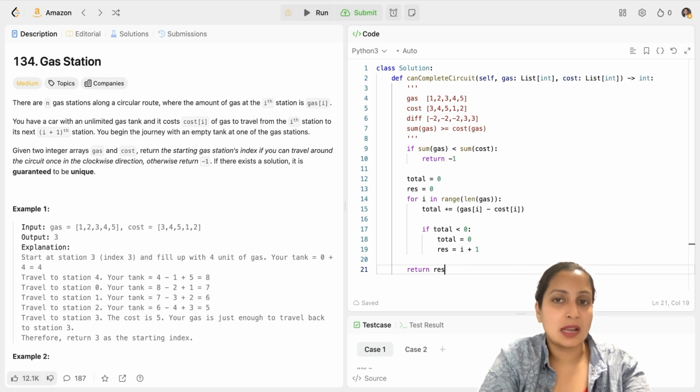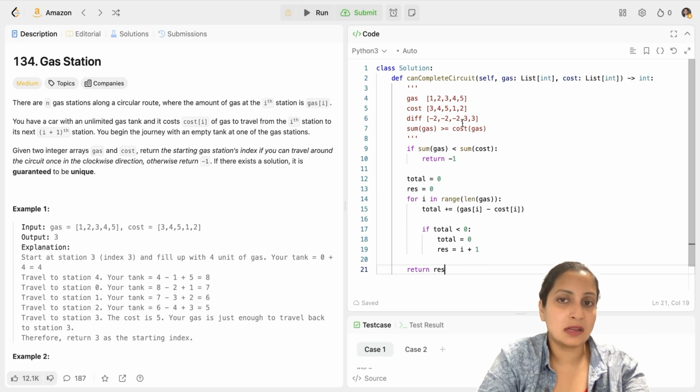So let's take an example. Say, suppose this is our example. We start from the 0th index. So here, our 1 minus 3 is -2. So total is less than 0, so we set total to 0 again, and our result will get set to 0 plus 1, that is the first index. And then we again run through the loop. This is again -2, so our result gets set to the second index. Again, we run through the loop and we see that it is -2, so it gets set to the third index.